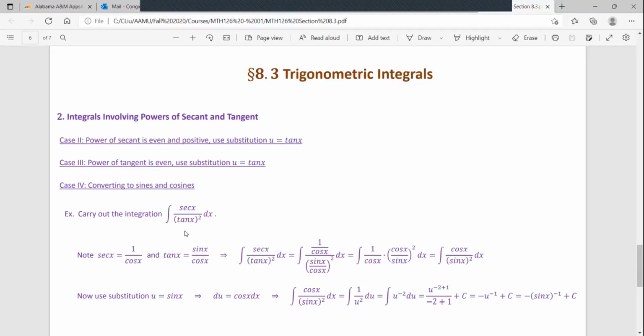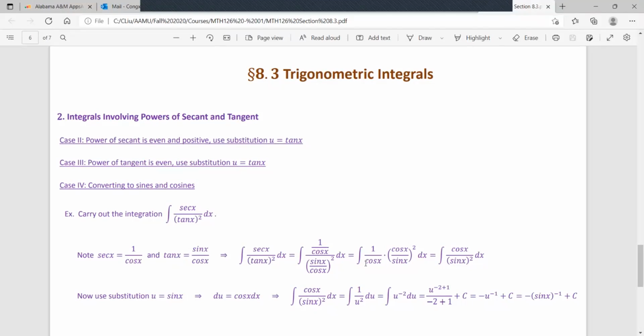So in this example, we need to integrate secant x over tangent x squared. So instead of dealing with secant and tangent functions, why don't we just rewrite secant x and tangent x by using the reciprocal relation and quotient relation. Okay, so secant x is just 1 over cosine x, if you remember, and tangent x is just sine x over cosine x. Okay, so now just rewrite the whole thing by sine and cosine functions. So we got 1 over cosine x on the top and sine x over cosine x squared at the bottom.